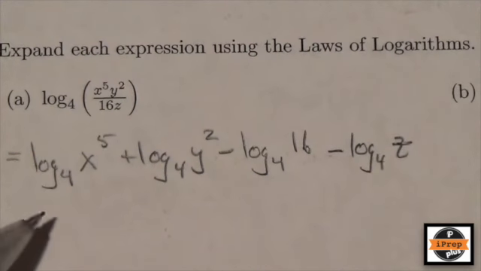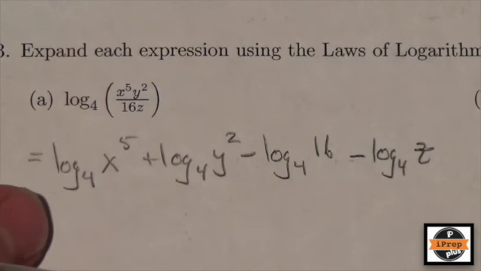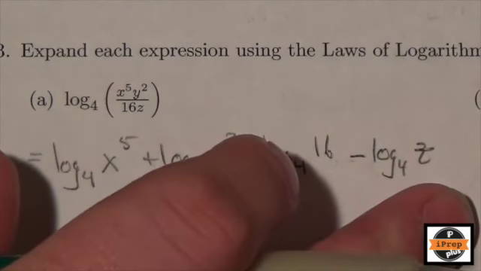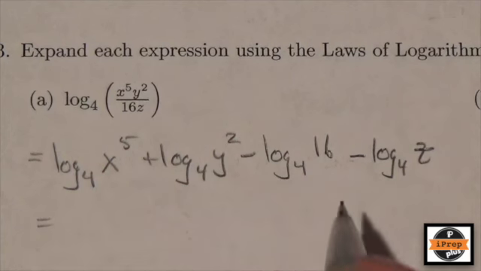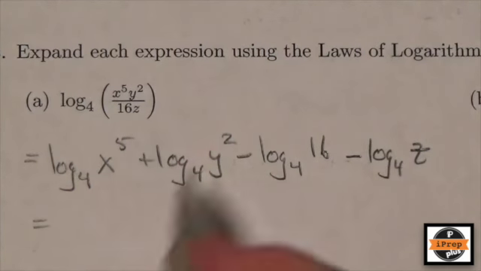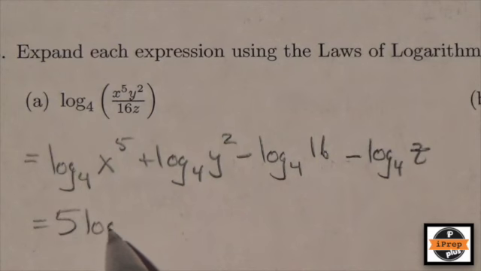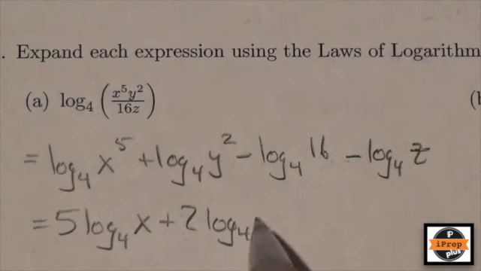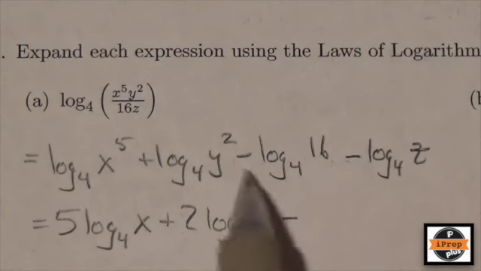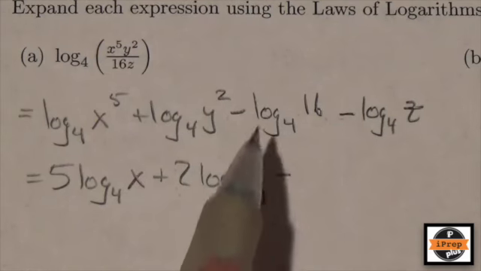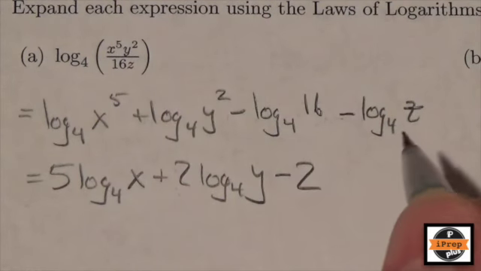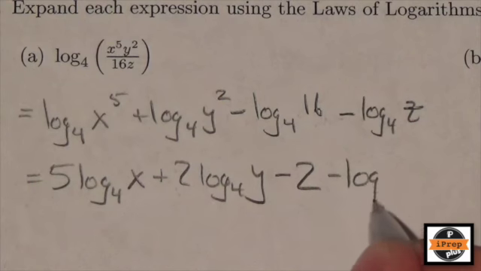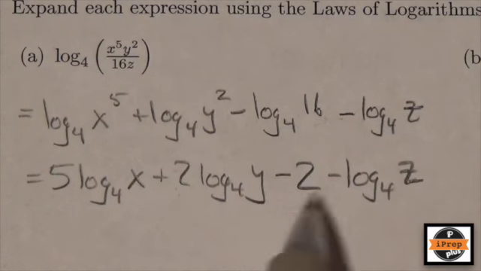You have to keep in mind order of operations, and that always implies that we're starting from the left and moving to the right. Now, to finish this off here, I'm just going to bring the exponents down. So this will become 5 times the log base 4 of x plus 2 times the log base 4 of y minus, now I like this one here, and when you can do this, you should. The log base 4 of 16 is just 2. And then this will be minus the log base 4 of z. Okay? So whenever you can evaluate an expression like that, you really should.